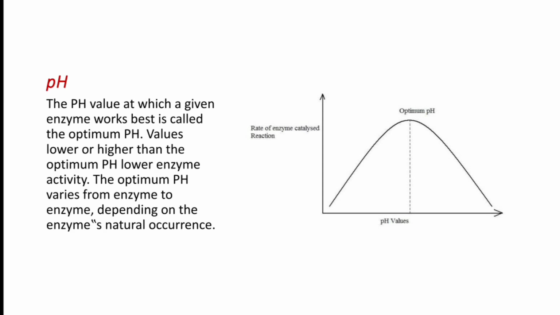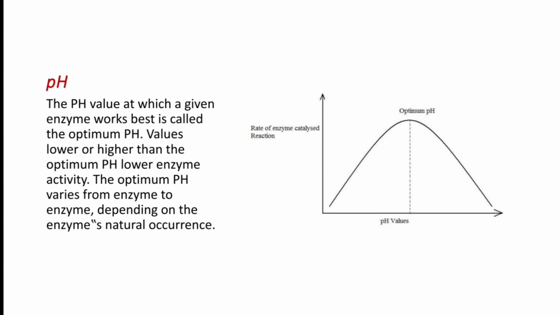So we're saying that values lower or higher than the optimum pH lower enzyme activity. And then the optimum pH varies from enzyme to enzyme depending on the enzyme's natural occurrence. So as I was saying, the enzymes in the stomach work best in an acidic environment, because the stomach is an acidic environment. So the optimum pH for the stomach is around 1.5 to 3.5. Okay, 1.5 to 3.5, within that range.